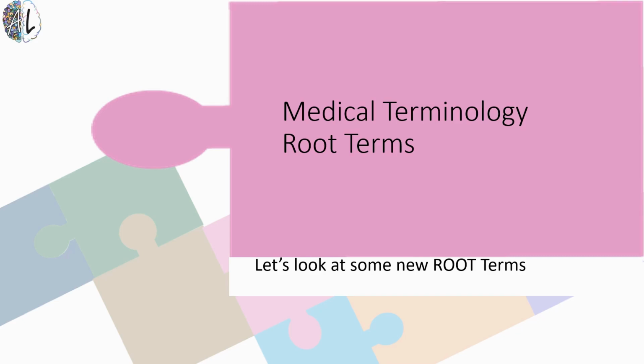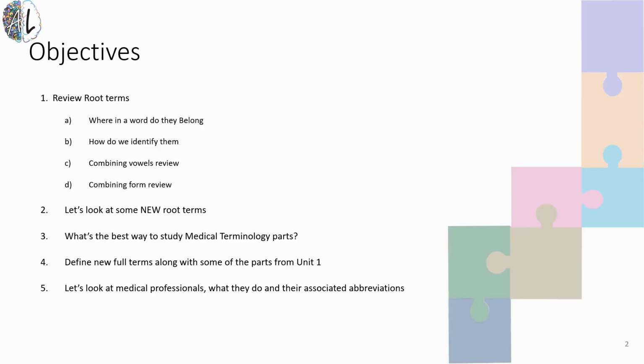Welcome to Unit 2 of Medical Terminology. We're going to be taking a look at root terms in this unit. Our objectives include taking a review of root terms that we learned in Unit 1. So where in the word do they belong? How do we identify them on our word list? We're going to take a look at combining vowels and combining forms. Then we're going to take a look at some new root terms for this unit.